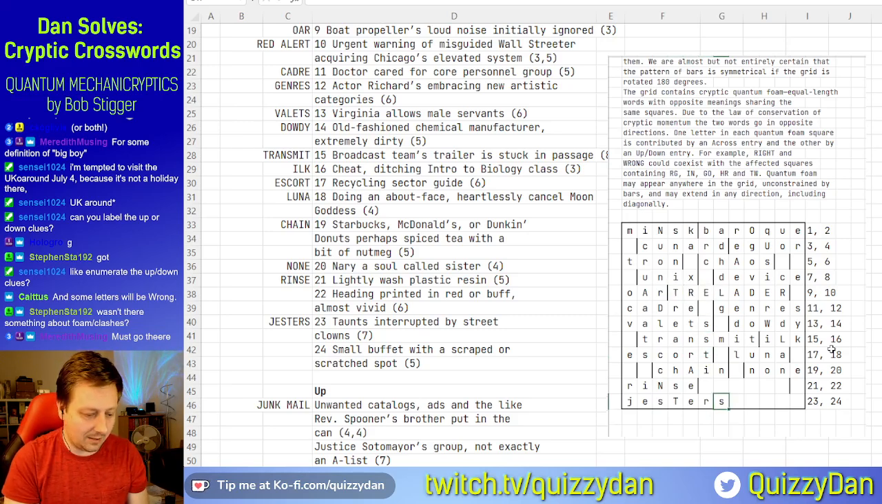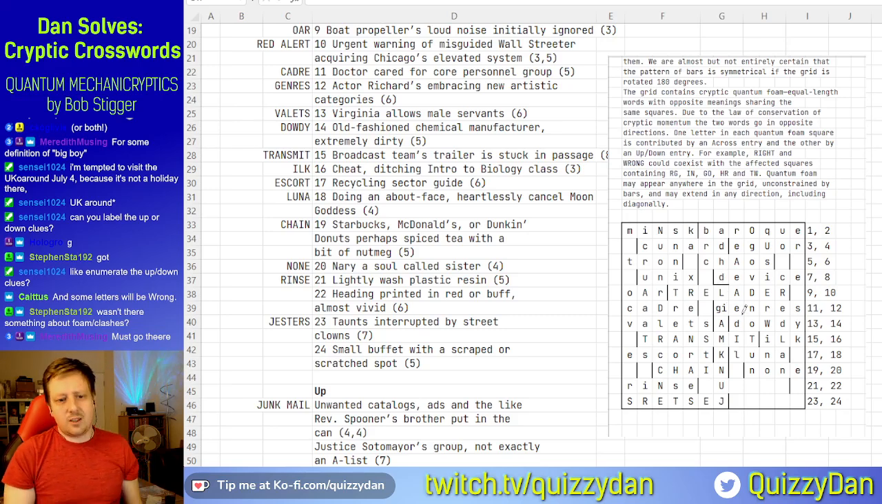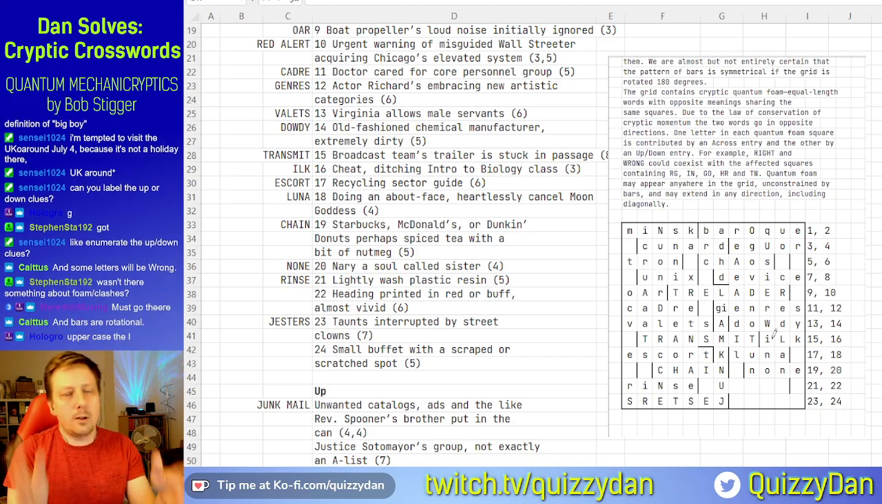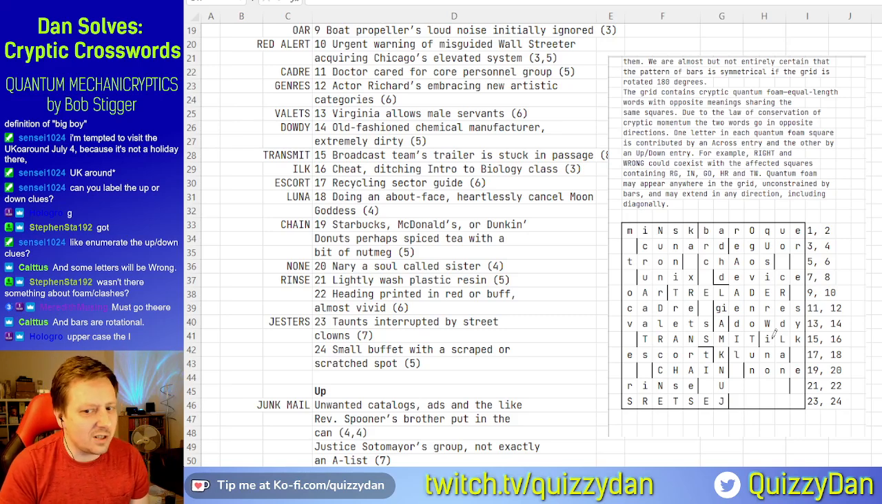We can put in red alert backwards. We can put in jesters backwards. U-N, so we can keep chain in. K-M, transmit is good. M-A, and now we're going to have G-I here, or it might be I-S. Oh no, that's going to be... Anyway, junk mail. And we now know that we have a line here. Do we think that it's going to be symmetrical? It says it's going to be symmetrical almost certainly. I don't like that almost certainly.